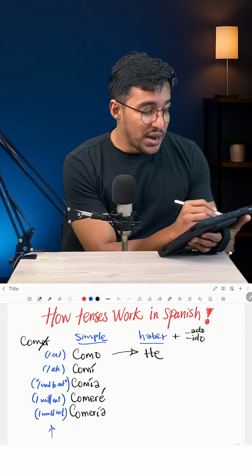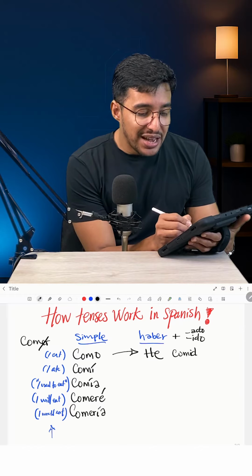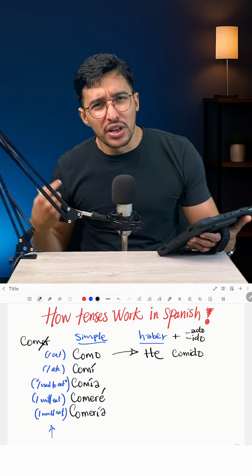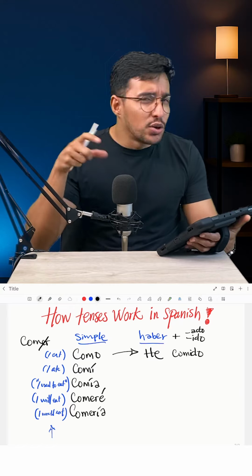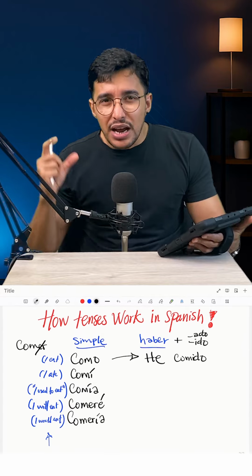If I'm using comer, which is an ER verb, I would say comido, he comido, that's I have eaten, and it's like the big brother of the present tense. We call it in Spanish pretérito perfecto or pasado perfecto. We don't care about names, we just need to understand how the structure works.